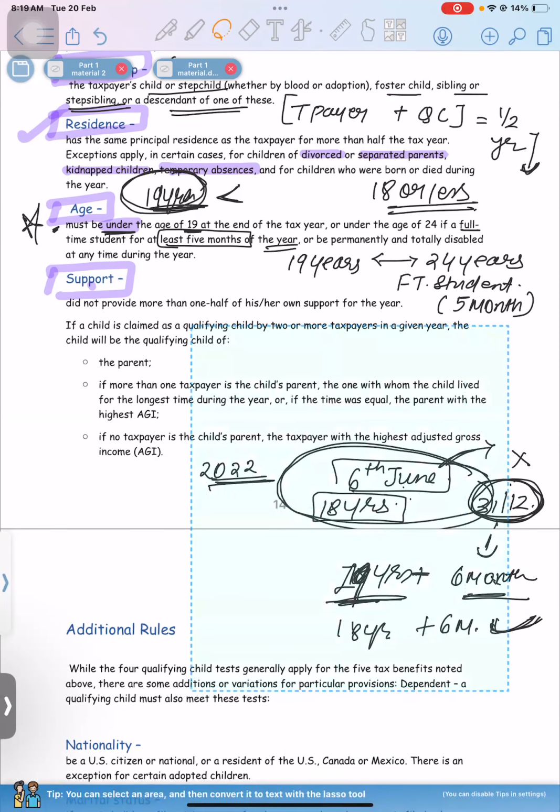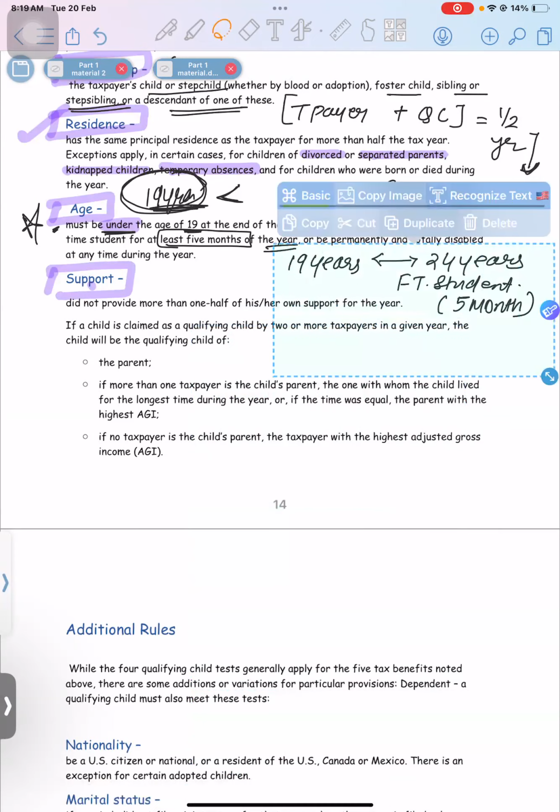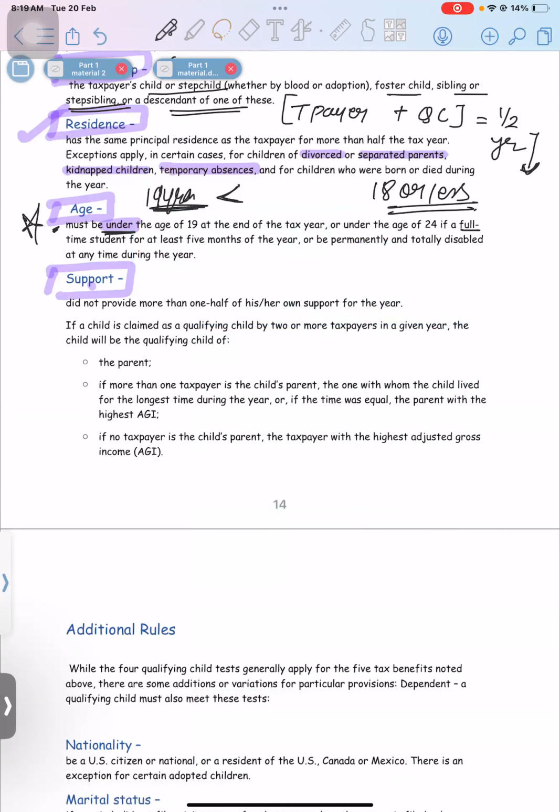So there are two conditions in the age limit, less than 19. Don't just remember the number 19, because there will be so many age limits in our whole Part 1. When we do the credits chapter and the IRA chapter, there are so many age limits. It's human mentality: if you remember 19, 19, 19, in the exam you will make a mistake. Always remember the exact age, that is 18 or less. So remember less than 18, 18 or less.